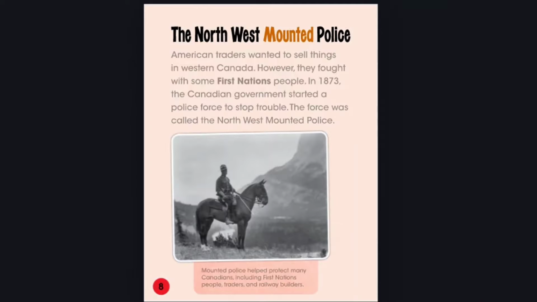The Northwest Mounted Police. American traders wanted to sell things in Western Canada. However, they fought with some First Nations people. In 1873, the Canadian government started a police force to stop trouble. The force was called the Northwest Mounted Police. Mounted police helped protect many Canadians, including First Nations people, traders, and railway builders.